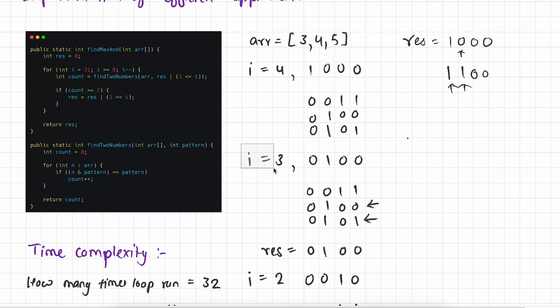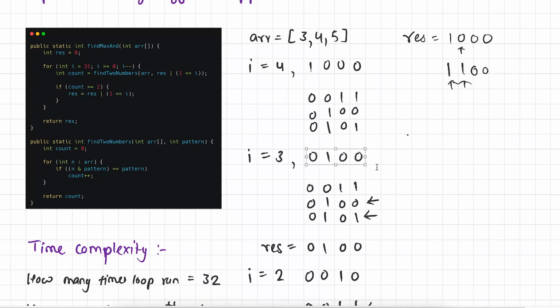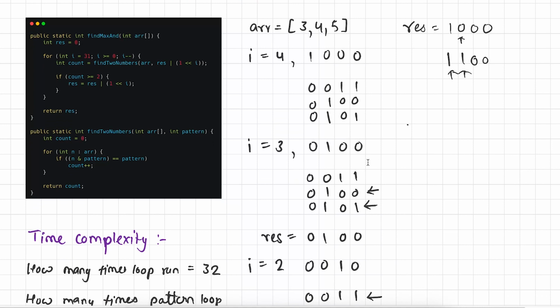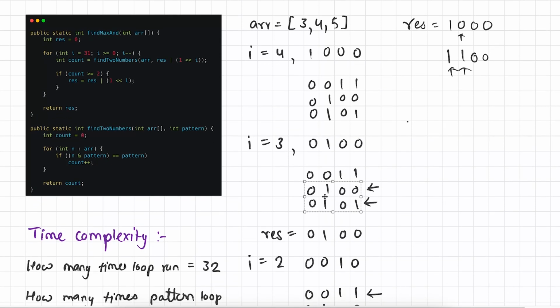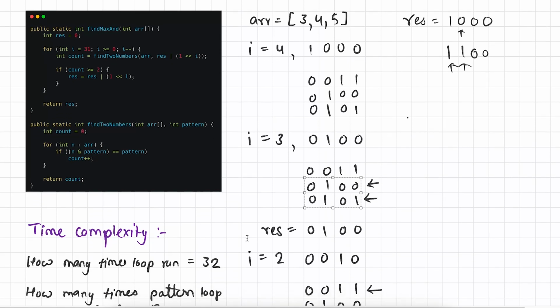In the next iteration our I becomes 3. So the pattern is going to be 0 1 0 0. Now we are going to search for two numbers whose third bit is set, and we fortunately found two numbers. So we are going to include this bit in our result. So now our result becomes 0 1 0 0.